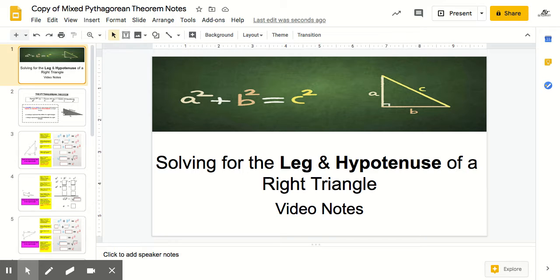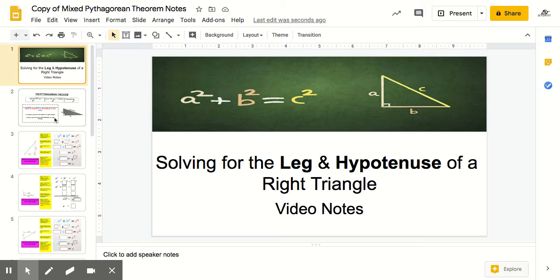Hey everyone, today we are continuing using the Pythagorean theorem to solve for missing sides of a right triangle. In the previous two lessons, first we solved for a missing leg, then we solved for the missing hypotenuse. I separated them to two different dates. Today I'm mixing them all up. You'll have to determine, are we solving for a leg or are we solving for a hypotenuse?